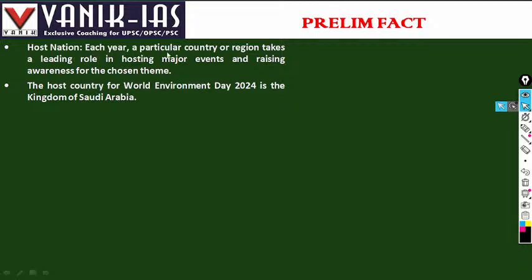Host nation: each year a particular country or region takes a leading role in hosting major events and raising awareness for the chosen theme. The host country for World Environment Day 2024 is the Kingdom of Saudi Arabia. It has taken the responsibility of the host country.